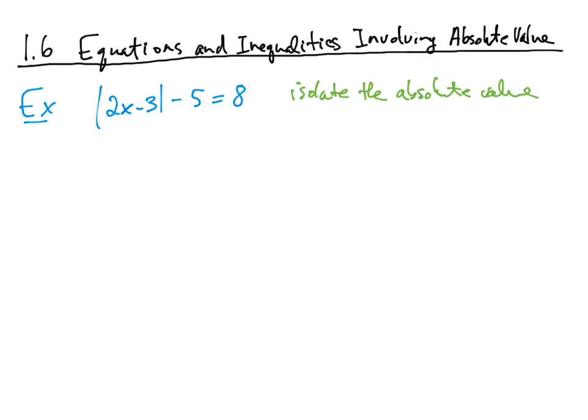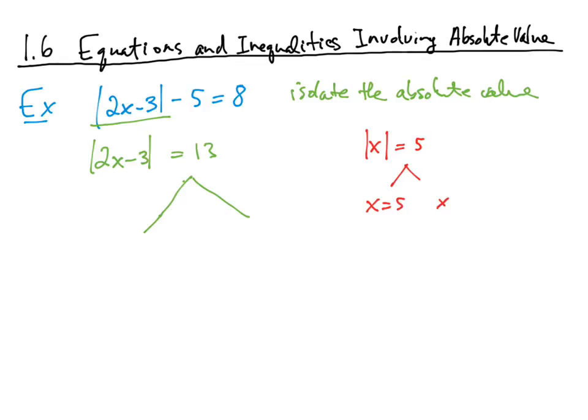Okay, so that's going to be |2x - 3|. So add 5 to both sides. We get |2x - 3| = 13. And then from here, we split this into two separate situations, either equal to 13 or equal to negative 13. And the reason we do this is because if we have something like |x| = 5, well, x could be positive 5 or x could be negative 5. So we follow the same idea when we're solving any equation that has an absolute value sign.